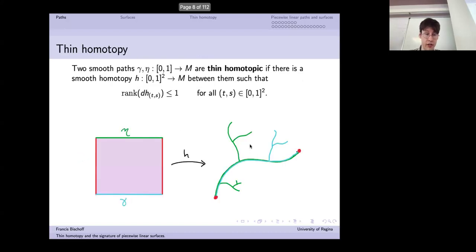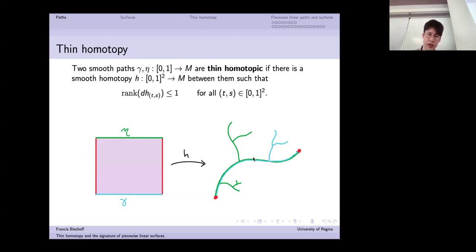Okay, so here's a reminder of the definition of thin homotopy. I have two paths here, γ and η, and they're thin homotopic if there's a smooth homotopy H between them with the property that the rank of the differential of the homotopy is bounded by 1. In other words, it cannot sweep out any area.